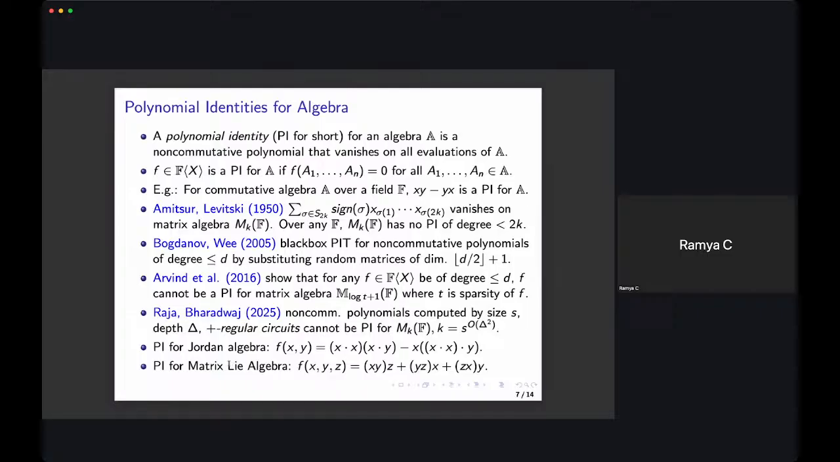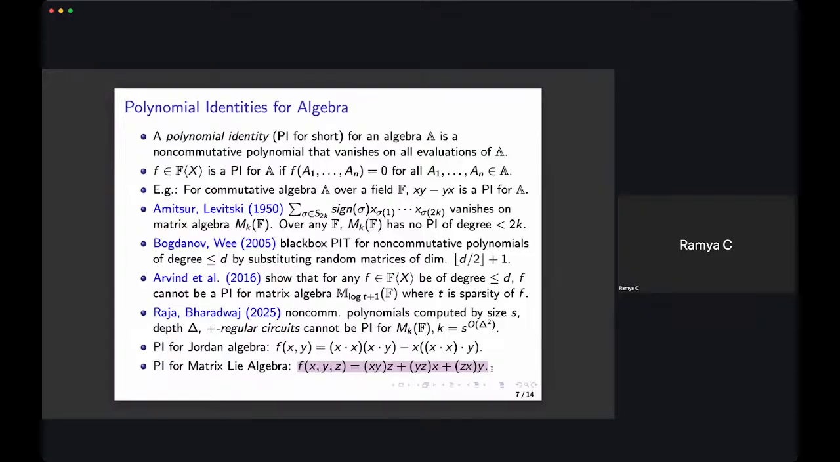And it's not hard to see that these are two identities, which are polynomial identities for this algebra. Meaning no matter what two elements you take from the matrix Lie algebra, what three elements you take from the matrix Lie algebra, it will always satisfy this identity. One thing to note here is that these identities have constant degree. Like this identity has degree 4 and this identity has degree 3. That's something that will come up again.